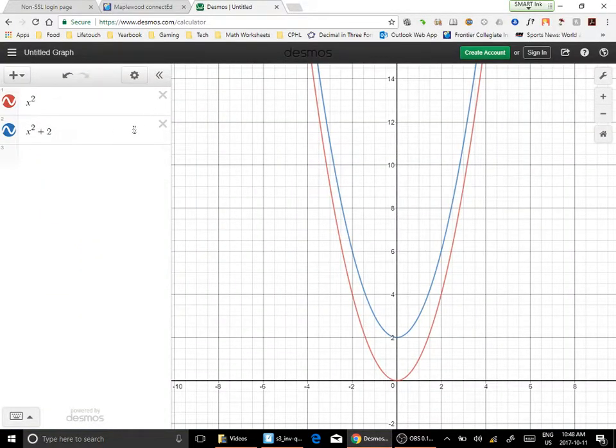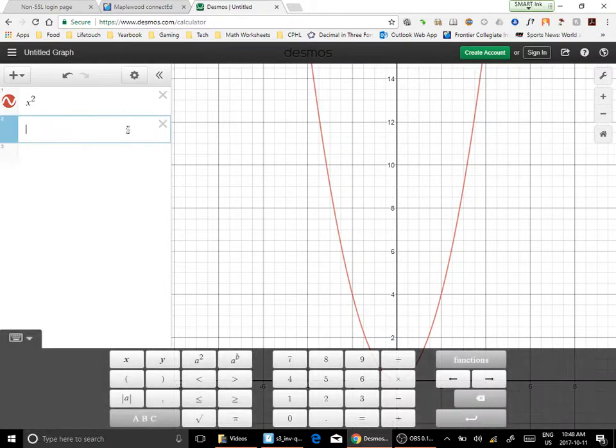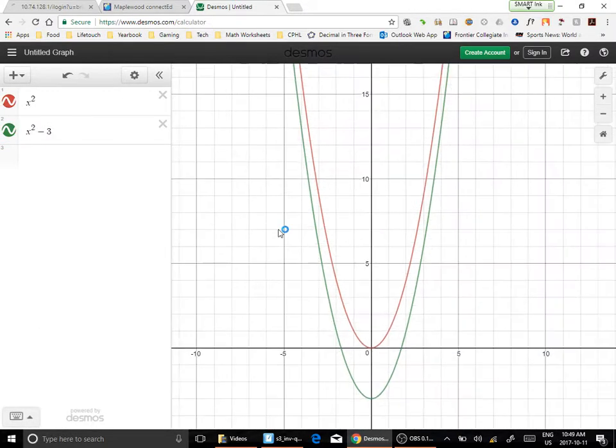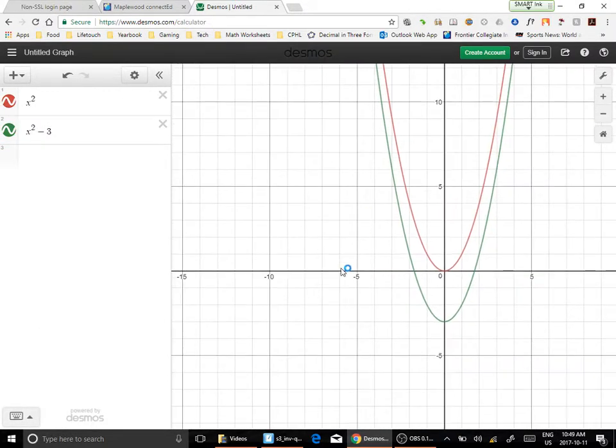So I'm going to get rid of x squared plus 2 because we don't need it anymore. Now I'm going to type in x squared minus 3. And what we see is that red graph gets moved down 3 units. Exactly as Tyrone said. Okay. All right.